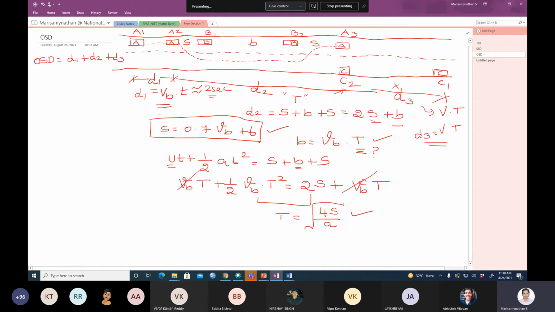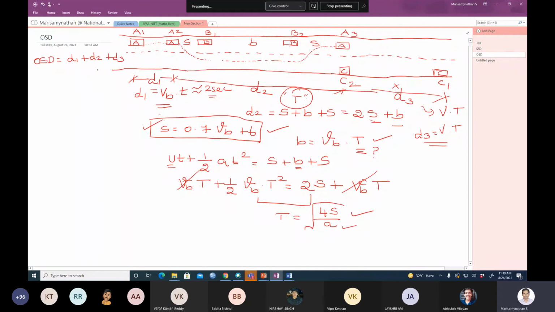So T you have to estimate as 4 into S divided by A. The spacing and the acceleration mostly will be given in the problem, else we have the IRC standard, and according to that we can estimate the value. So this is how we calculate the D2 value. I think D1 and D3 are simple and straightforward. D2 ultimately depends upon the space and the distance traveled by vehicle B, which can be estimated with respect to the time T and that equation.